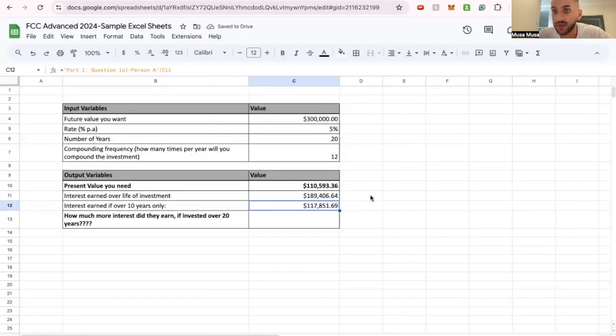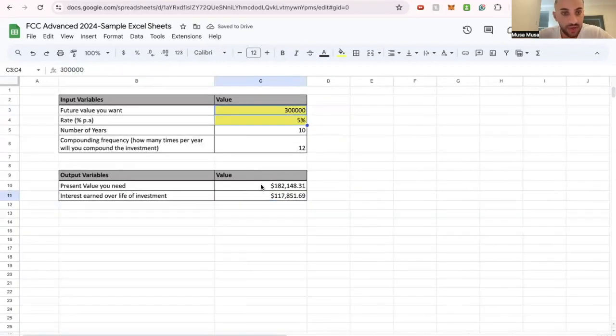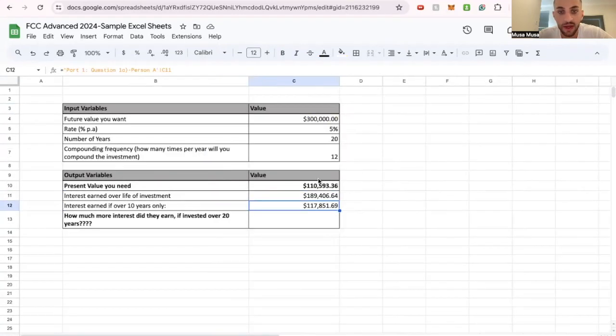All we did is press equals, go to the past sheet, and click that interest earned over life of investment number. So had we invested over 10 years, we would have gained only this much in interest, whereas had we invested over 20 years, we would have gained this much. So how much more interest did they earn because they invested over 20 years? Well, you do that number minus that number.